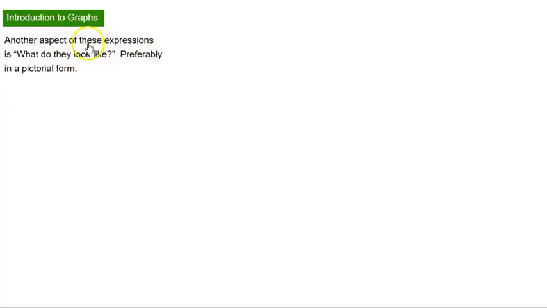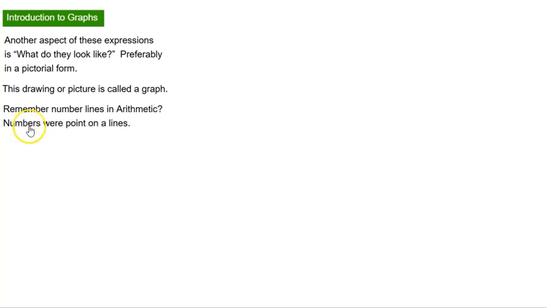But before we actually look at how expressions look, let's have an idea of the background, or the basic concepts related to drawing these pictures. So this drawing or picture is called a graph. Remember number lines in arithmetic? Numbers were points on a line.